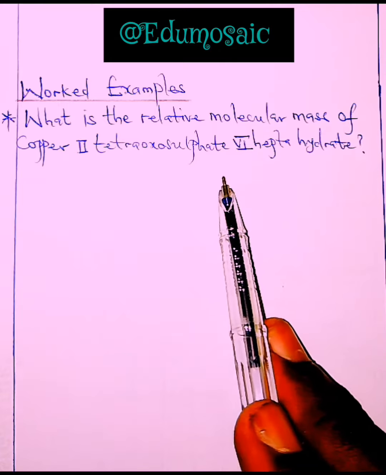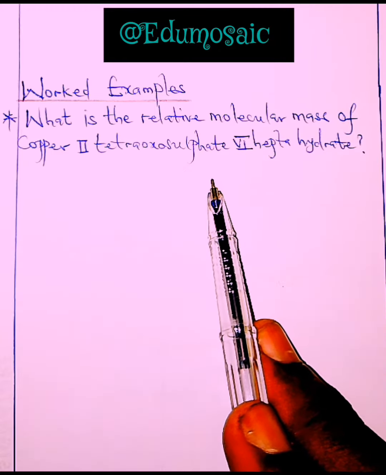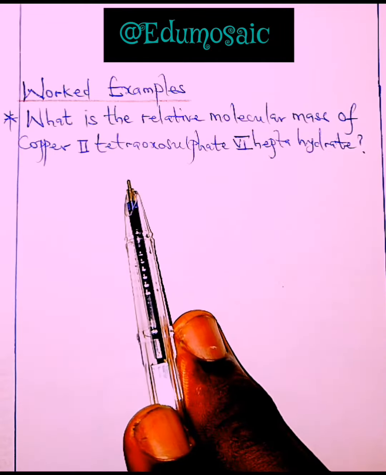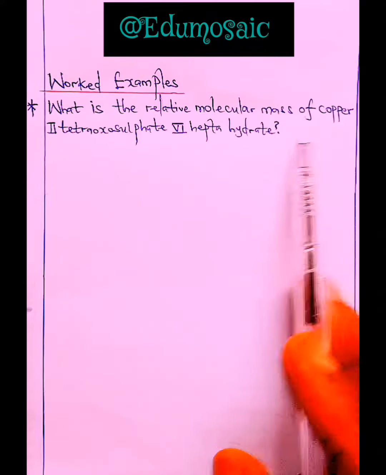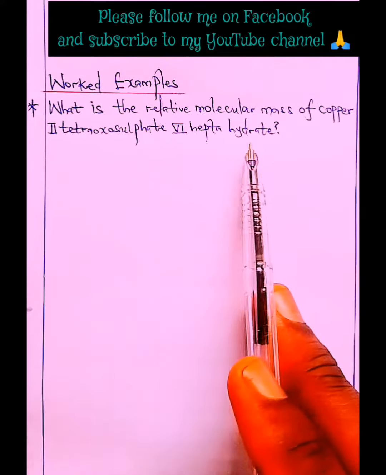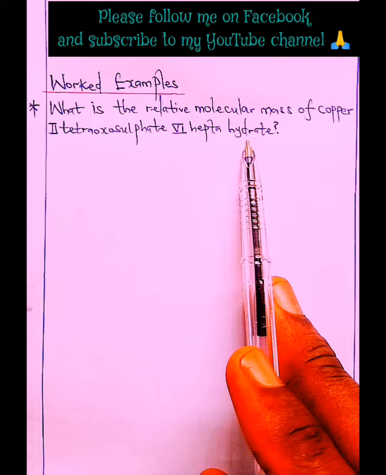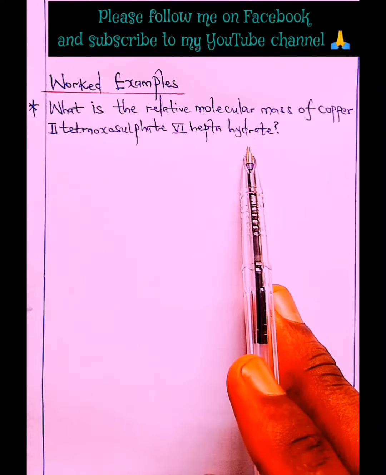Before we can solve this, first of all we need to get the chemical formula of copper(II) sulfate heptahydrate. Don't forget we are talking about copper, sulfur and probably H2O, which is the hydrate, as the major players here. So first of all, let's write out the chemical formula.